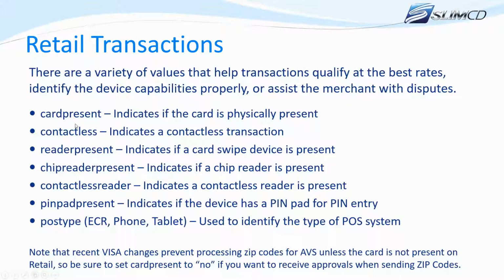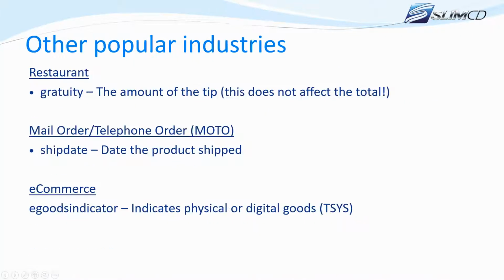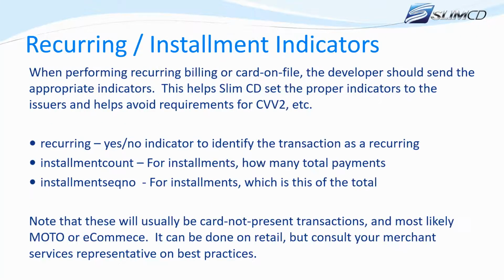So setting card present to no, then you can do some of the card not present features such as address and CVV2, etc. Other popular industries that we support: you have restaurant, where we have gratuity, and mail order, where there's the ship date for when you're shipping the product, and an e-goods indicator for physical or digital goods. You'll notice that's just specific to one processor. And if you're selling online music that they download, that would be a digital good. Most of the merchants sell physical goods.